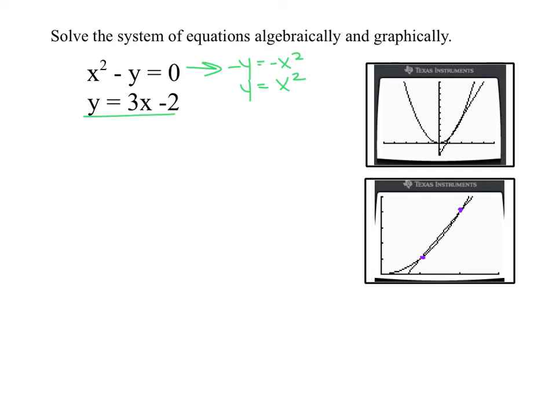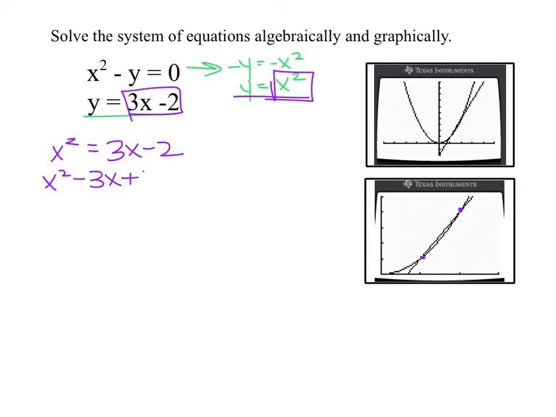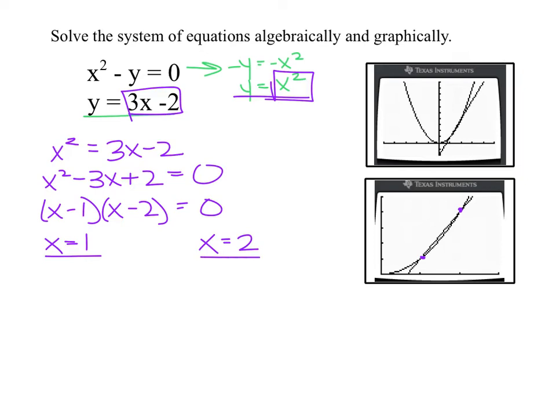So if I know y equals 3x minus 2 and I know y equals x squared, essentially what I can say then is that x squared equals 3x minus 2. Since both of those expressions are equal to y, that means they have to be equal to each other. So then x squared minus 3x plus 2 equals 0. Now that it's equal to 0, I can solve this as a quadratic. So this is going to be x minus 1 times x minus 2. So my two possible x values are going to be 1 and 2.